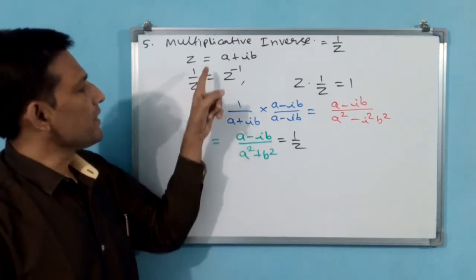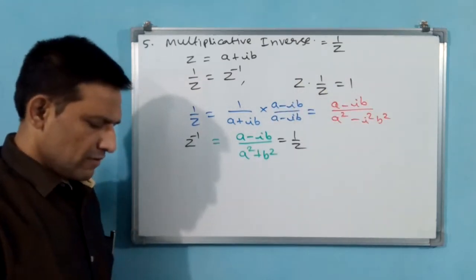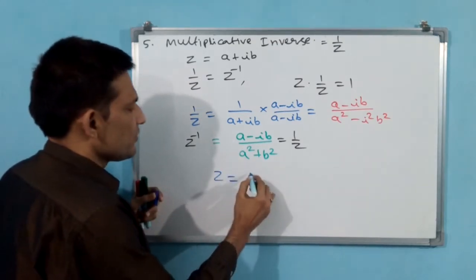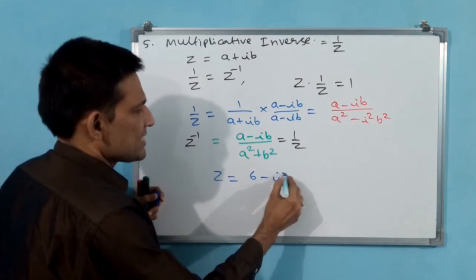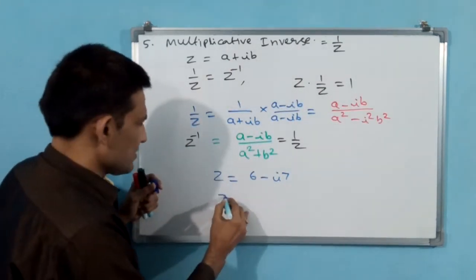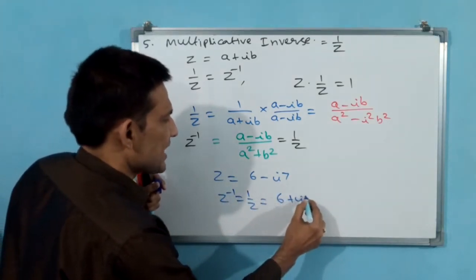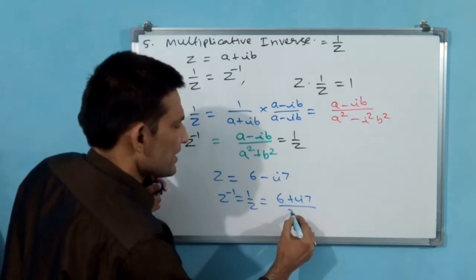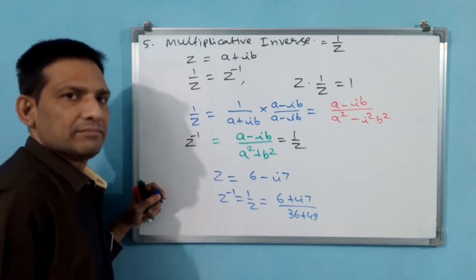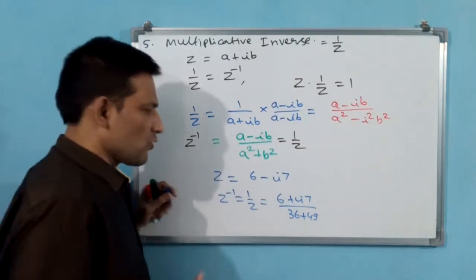You see, simply don't do this much. One example I will make. Say z is equal to 6 minus i7. Directly I am writing, without seeing this calculation, the inverse. Z inverse or 1 by z is equal to 6 plus i7 by 6 square 36 plus 7 square 49. I have not seen this calculation. Simply I have written. Like that you have to write it.